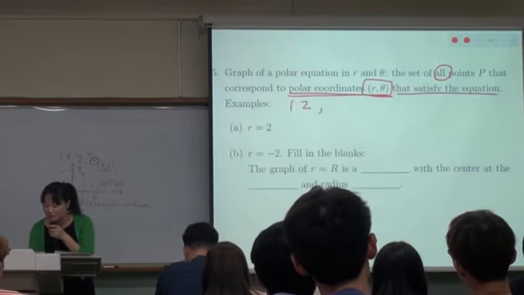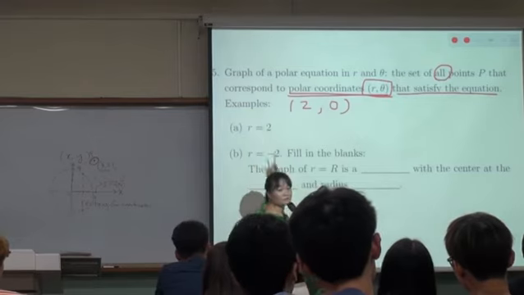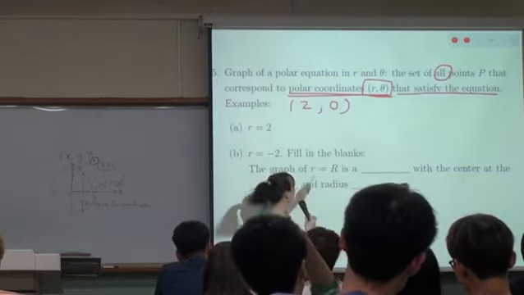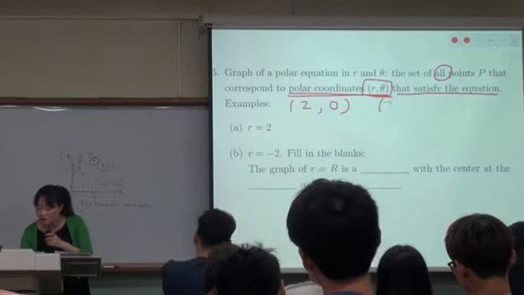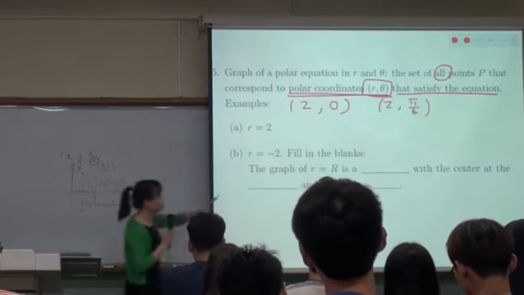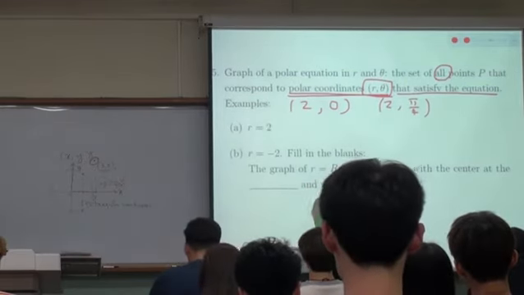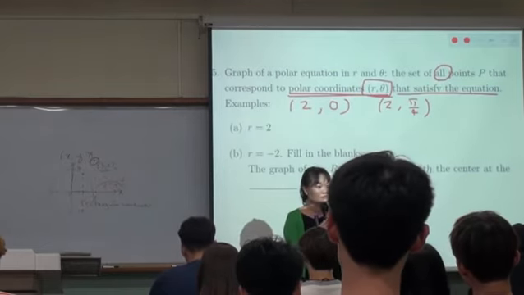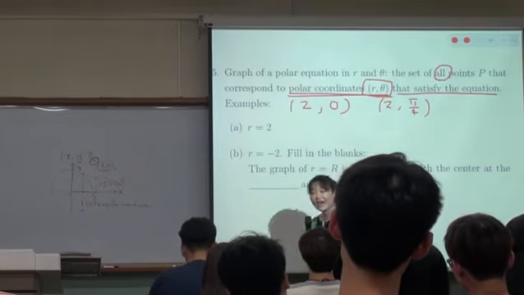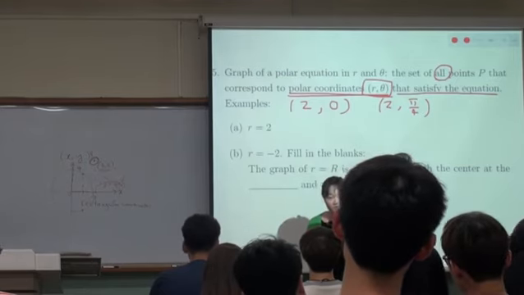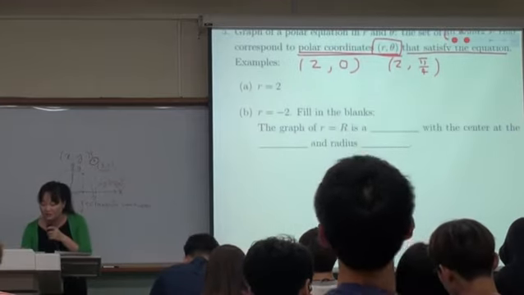So for example, if I have 2 comma 0, does this polar coordinate satisfy this equation? Yes, R is 2. How about 2 comma pi over 4? Does it satisfy this equation? Why? R is 2. So it is r comma theta. Theta can be any angle that you like. So can you imagine the set of points which satisfy this equation?